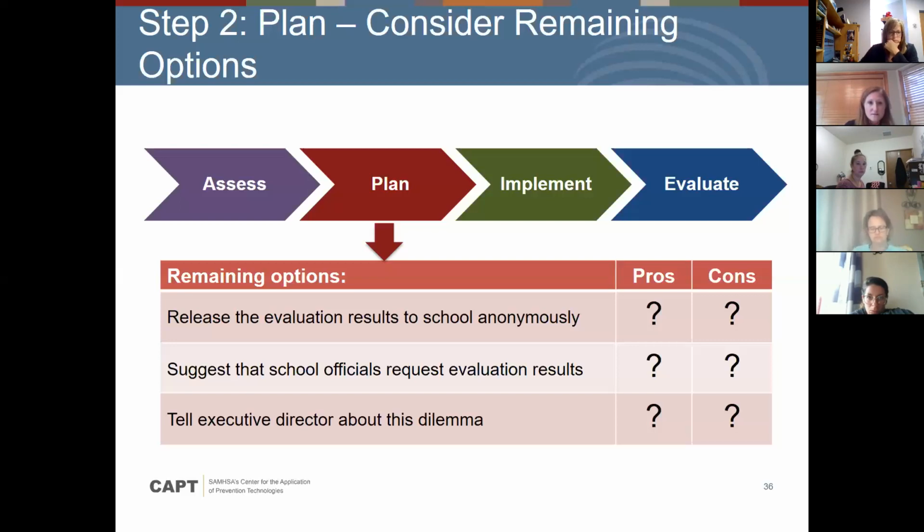How about that second one? Suggests that school officials request evaluation results. Can you see any pros and cons to that one? In a way, I feel like it's kind of going behind his own agency's back, his supervisor's back. I see kind of a problem with that. Yep. Because once they have the information, they're probably going to go to Mary and tell her that they know.